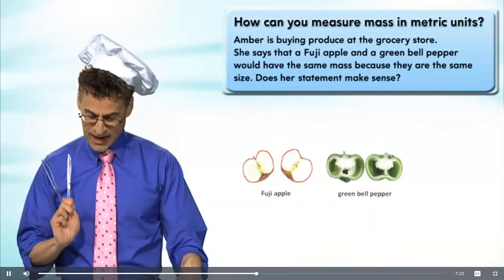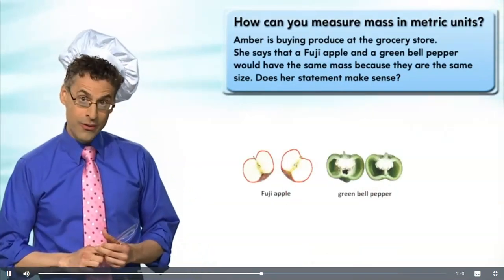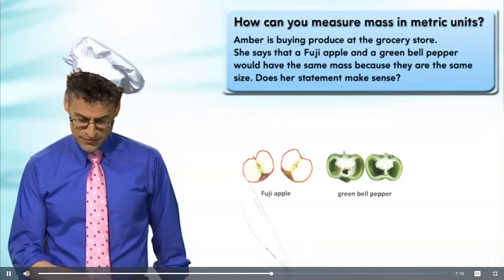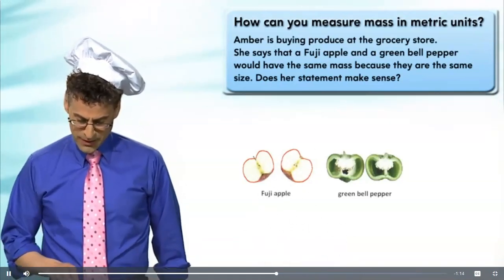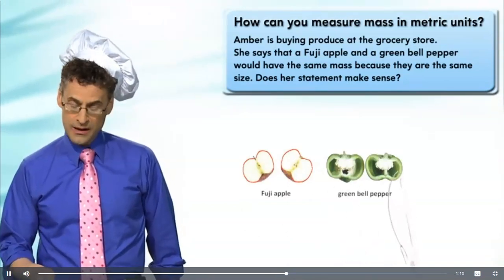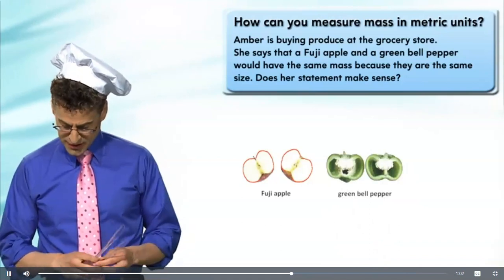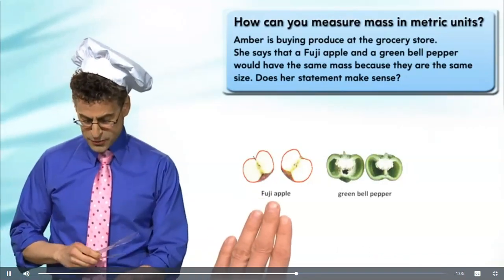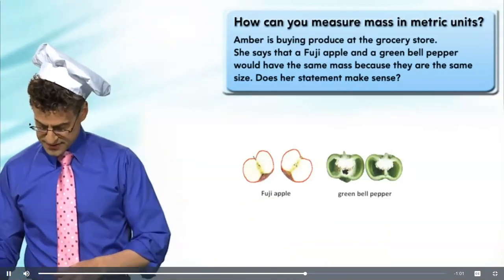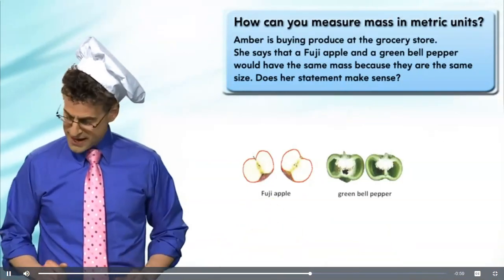Aha! Now, when I look inside, I see that there's lots and lots of matter in the Fuji apple. But notice that the green bell pepper is really hollow. There's lots of spaces in there. And so that tells me that there's more matter in the Fuji apple than the green bell pepper. Since, in fact, the apple is solid. And so therefore, the masses are not the same.